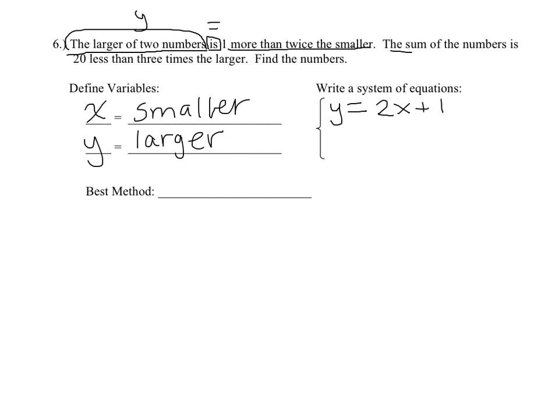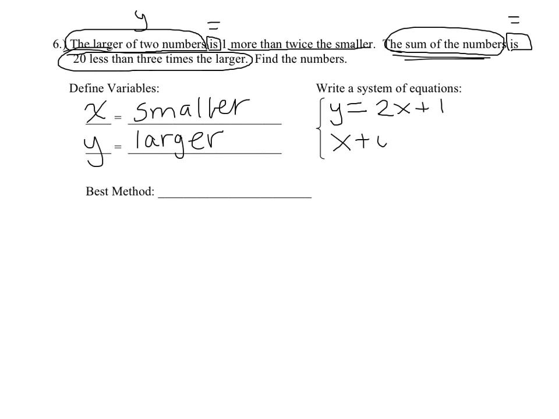Now the second equation comes from the second sentence. It says that the sum of the numbers is, and that's really important, the word is, because that's where the equal sign goes. So the sum of the numbers equals 20 less than 3 times the larger. So let's start with the sum of the numbers. Well, the sum of the numbers, that would be x plus y. You add the numbers together. Is, that's equal to 20 less than 3 times the larger. So 3 times the larger is 3y, so we're going to say 3y minus 20. 20 less than 3 times the larger. Okay?